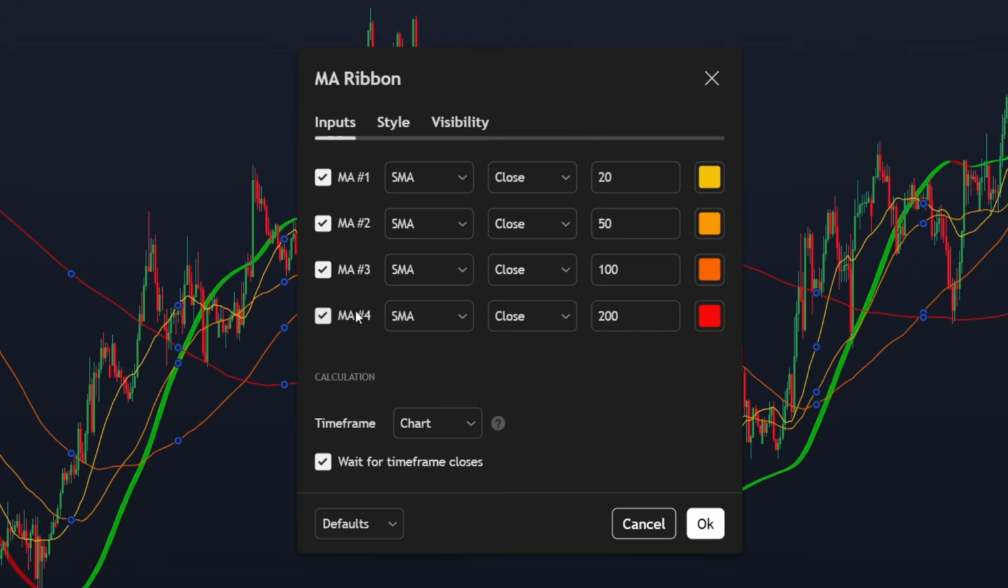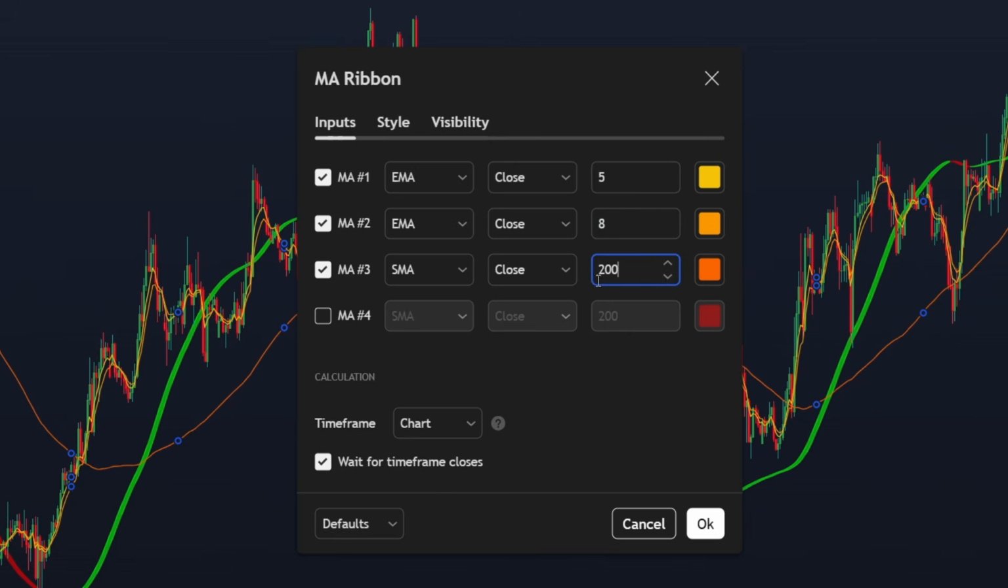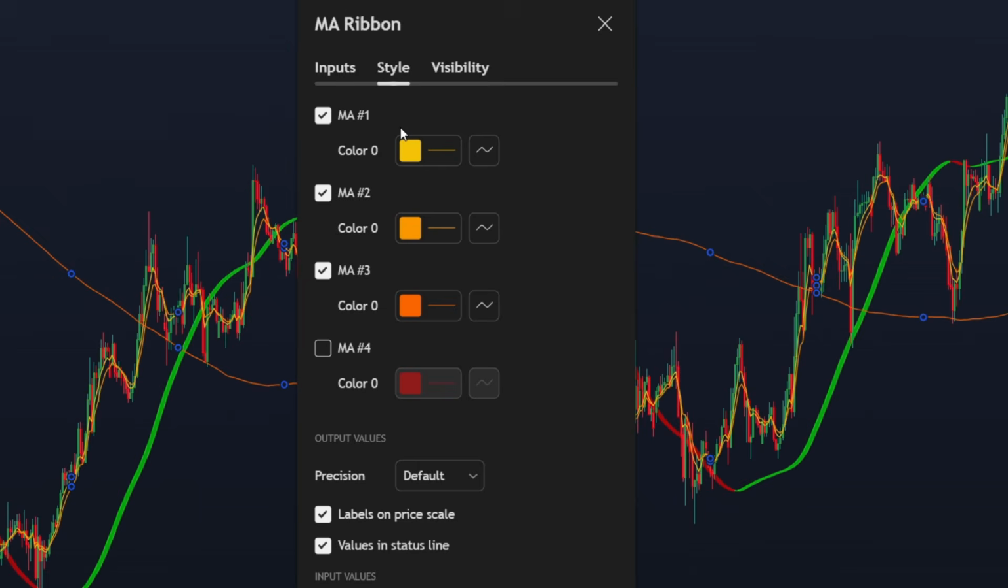And then first of all, remove one of the EMAs because we only need 3 of them. 2 must be exponential moving averages, and 1 must be a simple moving average. So set the first 2 to EMA and the third one to SMA. For the EMA lengths, set the first one to 5 and the second one to 8. For the SMA, set the length to 200, because this will act as our main trend filter and midterm reference level.